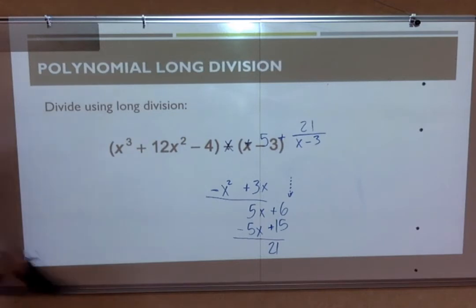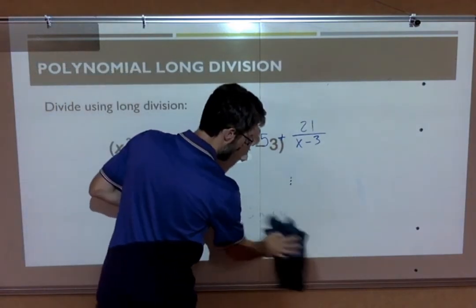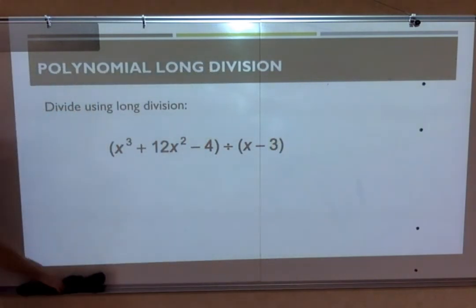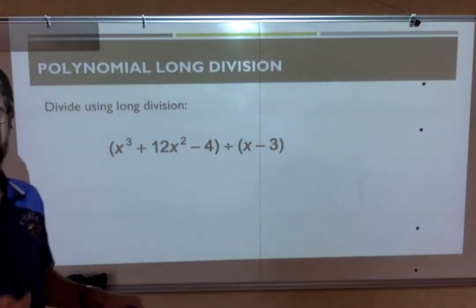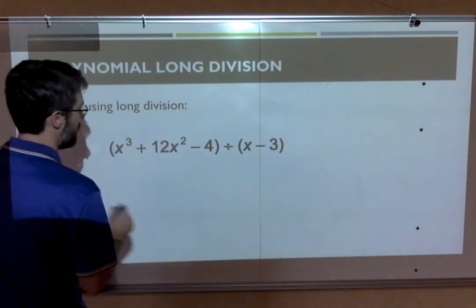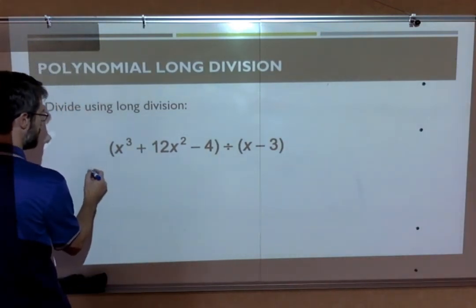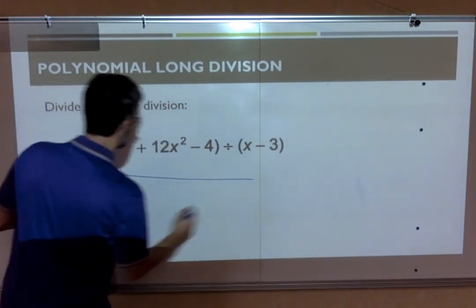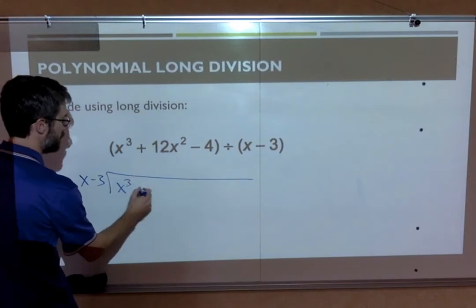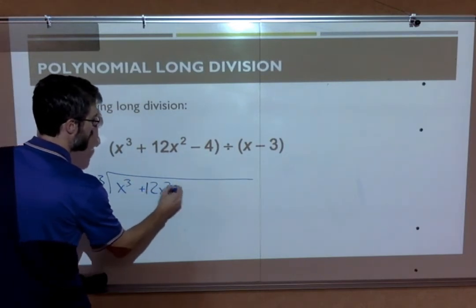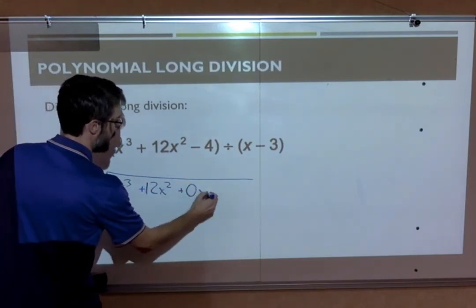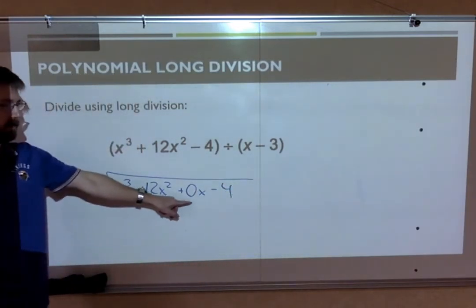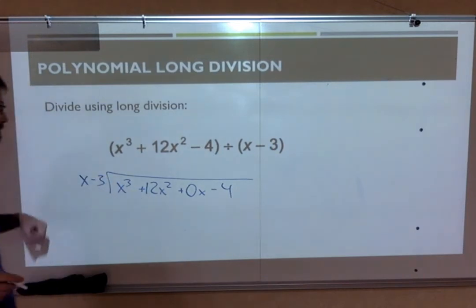All right, now this one isn't set up. And we're also missing a power of x, so I'm going to throw a 0 in there as a placeholder. So when I rewrite this, it's going to be x minus 3 divided into x cubed plus 12x squared plus 0x minus 4. So again, not required that you do that, but a really good idea.